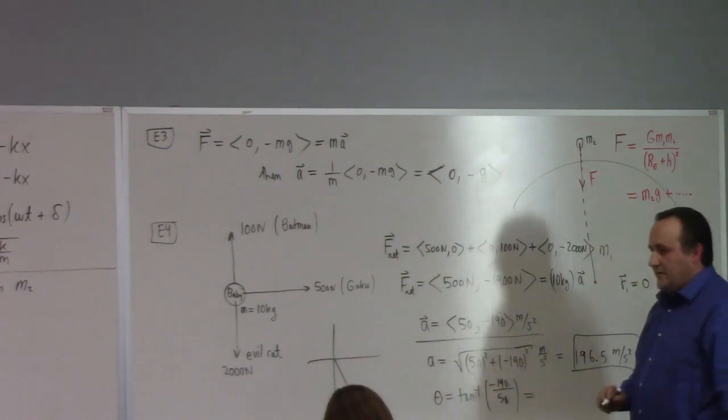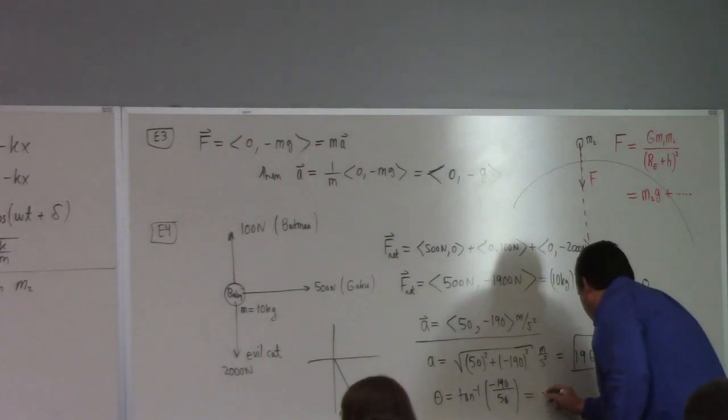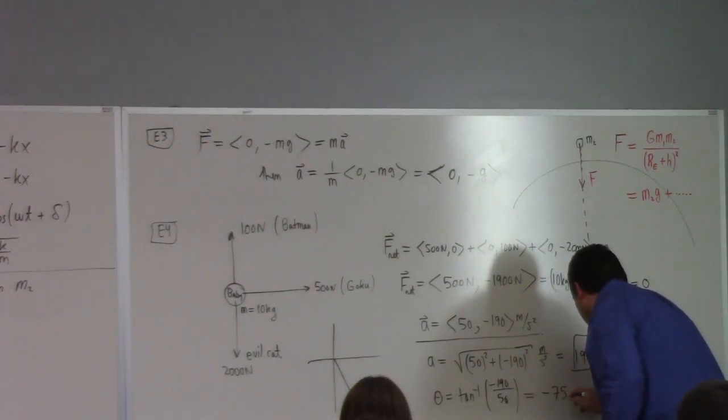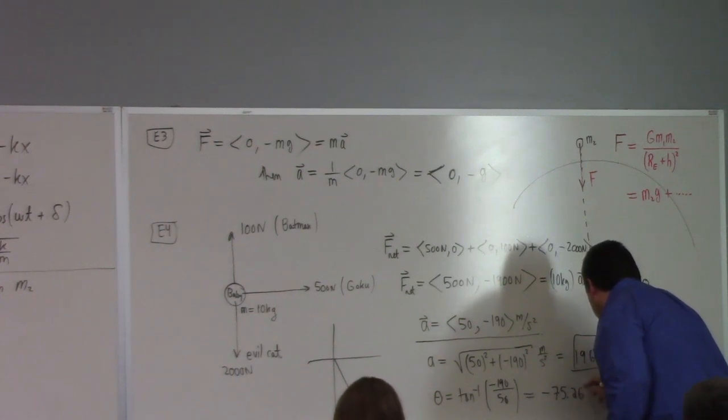What's the angle here, standard angle? What we got? Nobody? 196.46. No, we're looking for the angle. We got past force. No, I want inverse tangent of -190 over 50. Or if you like, -19 over 5. -75. Anything else? Just -75. 0.256. So we'll call it -75.26 degrees.